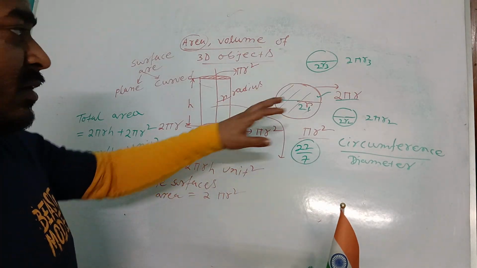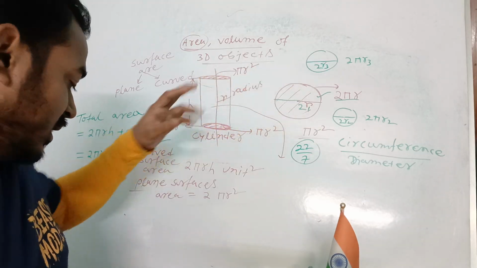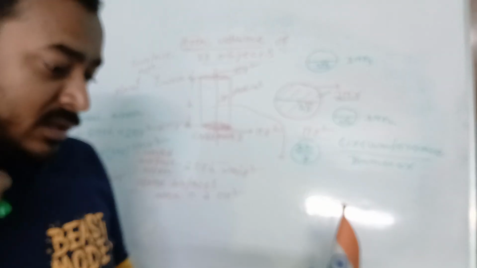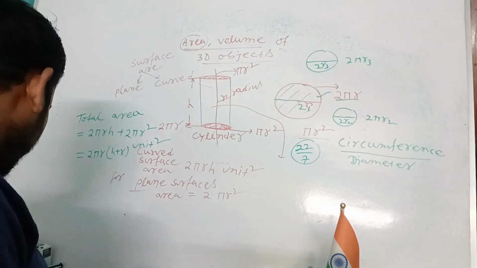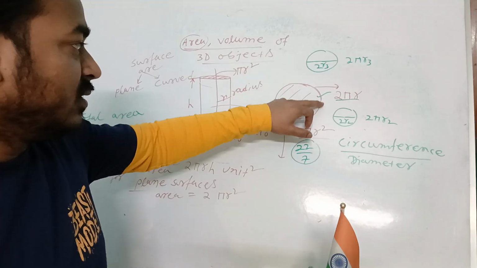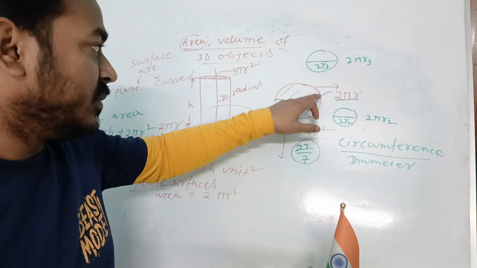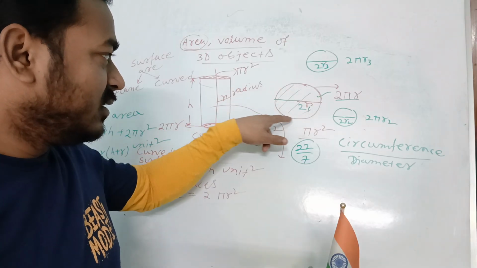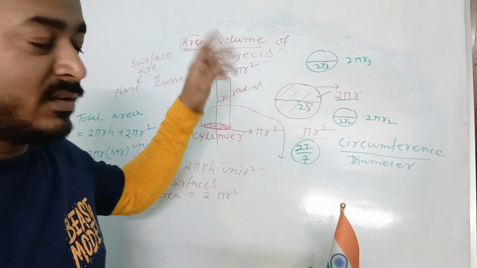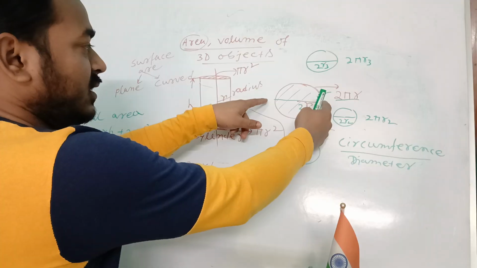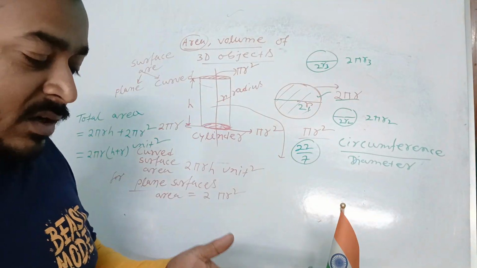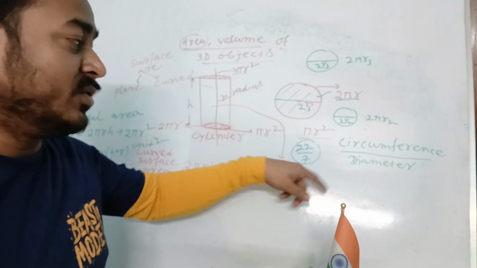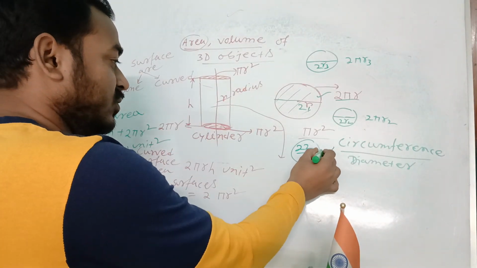For example, take one arbitrary circle, and just take one thread. Right now I don't have any thread. So you just do one thing, take one thread and measure the circumference. At the same time, take the diameter also. With the help of the scale, just measure it and then find the ratio. Always you will get 22 by 7.